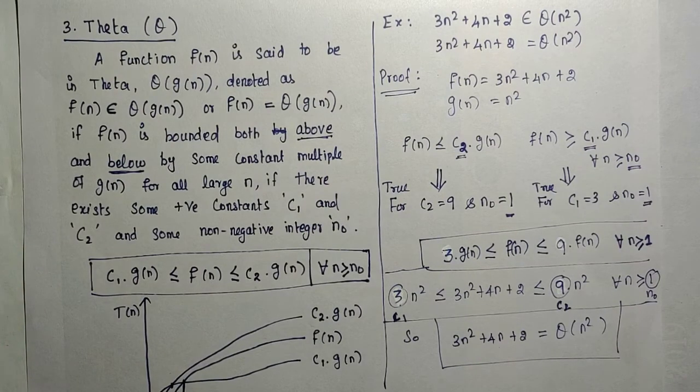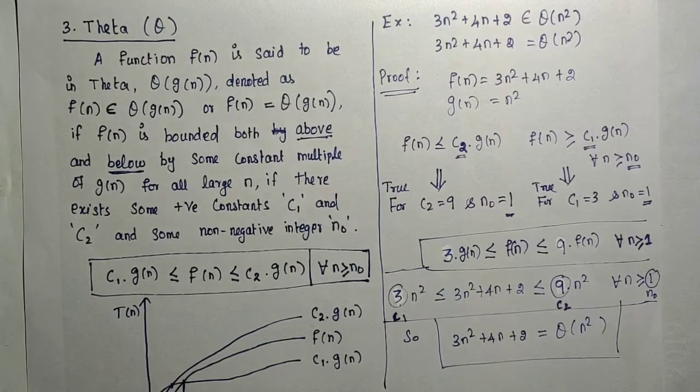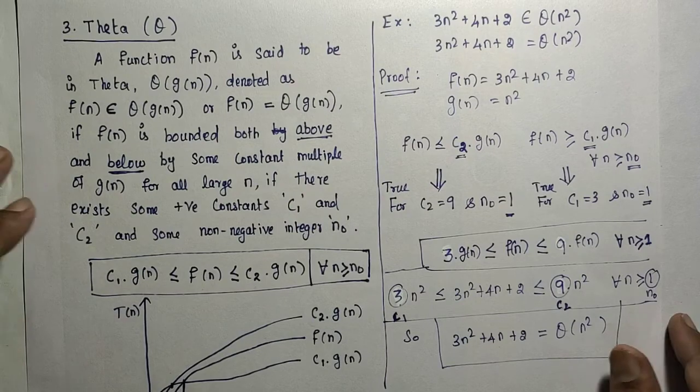In the next video I will explain the small o and small omega, and for representing the time complexity of an algorithm, which notation we need to use, that we'll discuss in the next class.